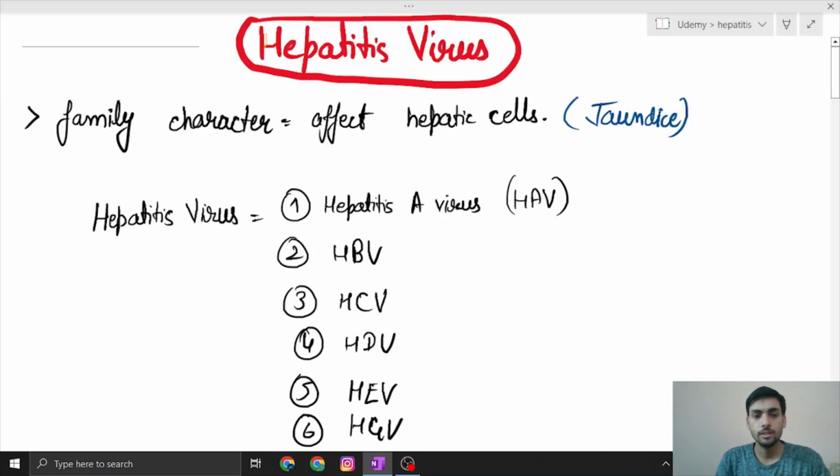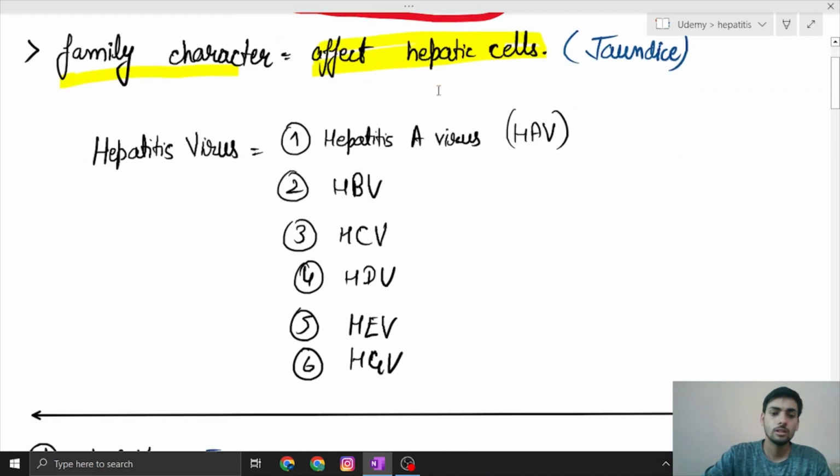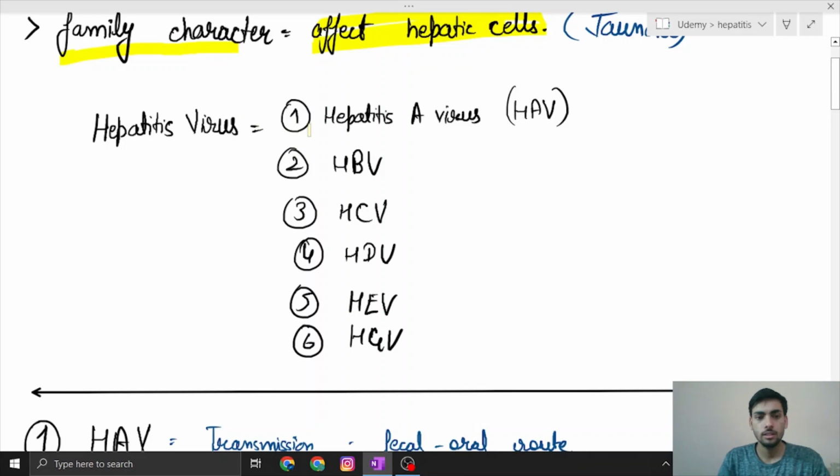In this class we are going to learn about hepatitis virus. Hepatitis virus contains the name hepat, from hepatocyte cells, which are found in the liver. So its family character is that these viruses affect the hepatic cells. Now this hepatitis virus contains 6 members: Hepatitis A virus, B virus, C virus, D virus, E and G. They don't have F.